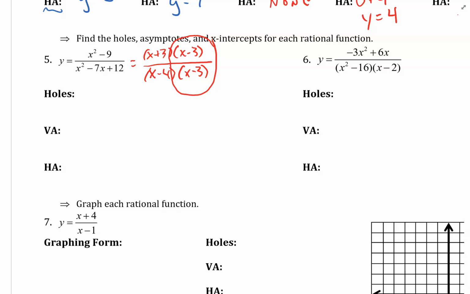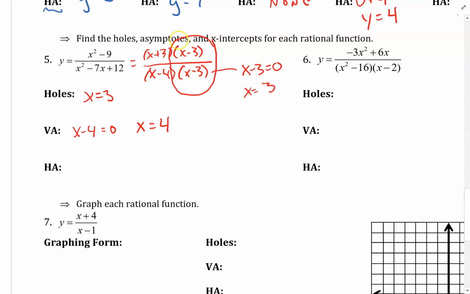However, when we factor it out, we know that when x minus 3 equals 0, this would be undefined. So we have a hole at x equals 3. Now we have x plus 3 divided by x minus 4. So we're going to look at our vertical asymptote. First thing we're going to do is set x minus 4 equal to 0, and that will give us x equals 4.